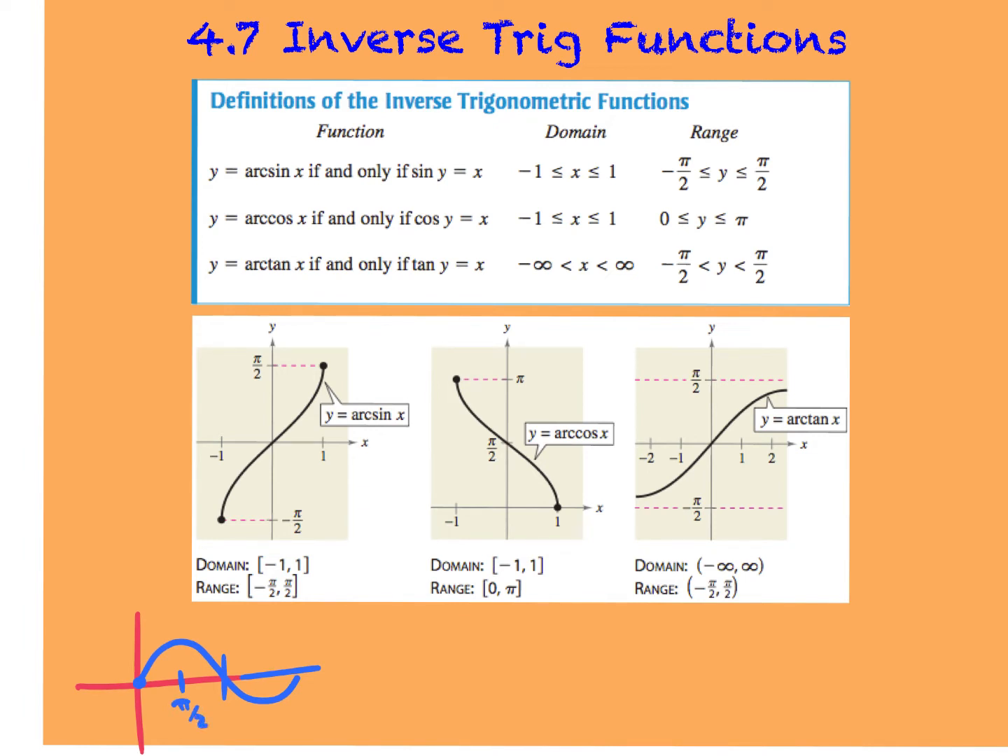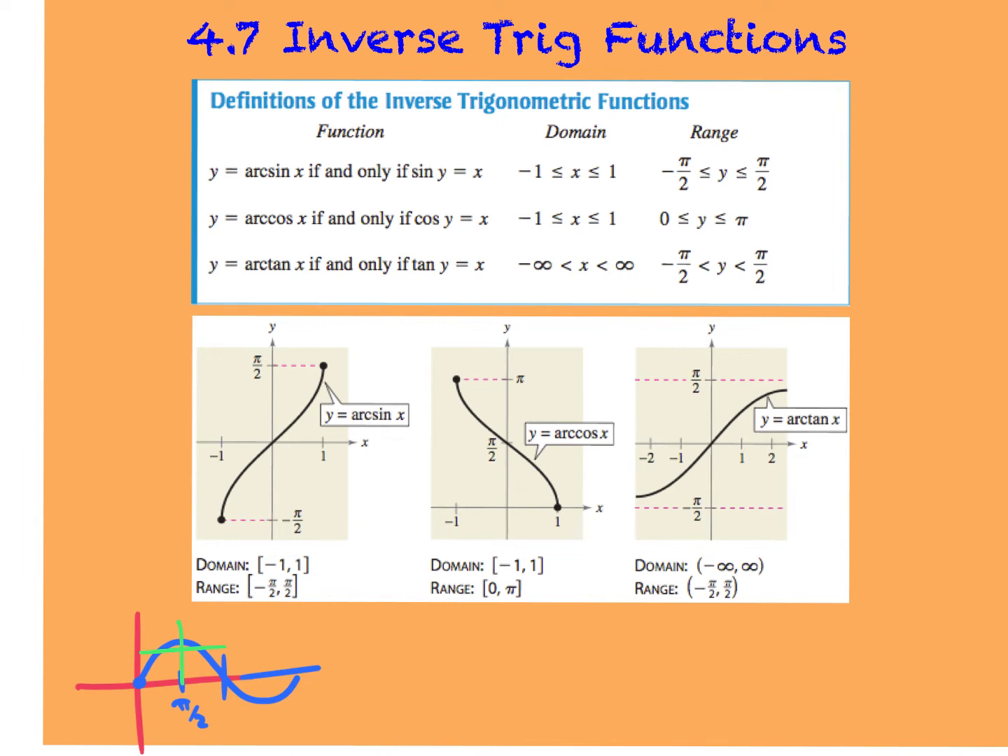Now, to be an inverse, do you remember what tests it has to pass? A vertical line test and a what? Horizontal line test. Now, it passes a vertical line test here, true? However, to have an inverse, it also has to pass the horizontal line test. What happens as you go past pi over 2? It fails the horizontal line test. Do you see how that worked?